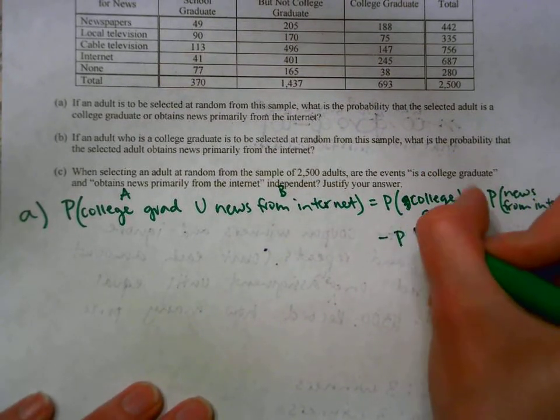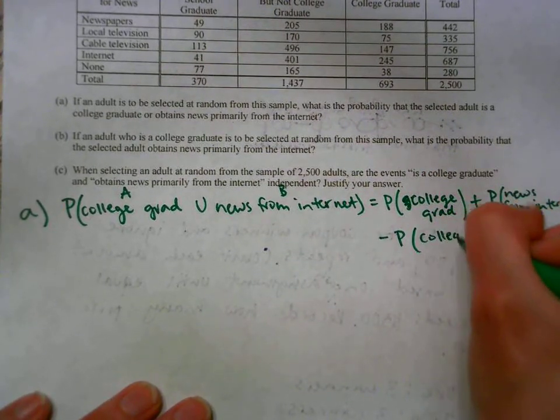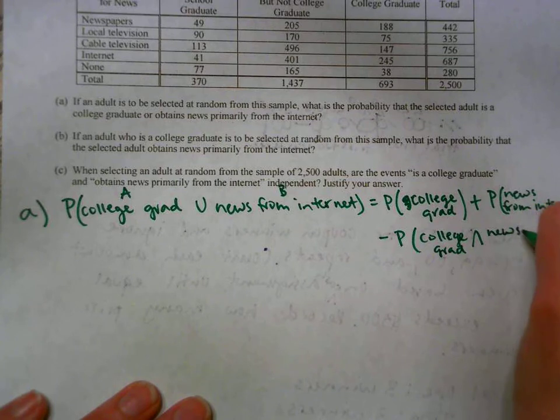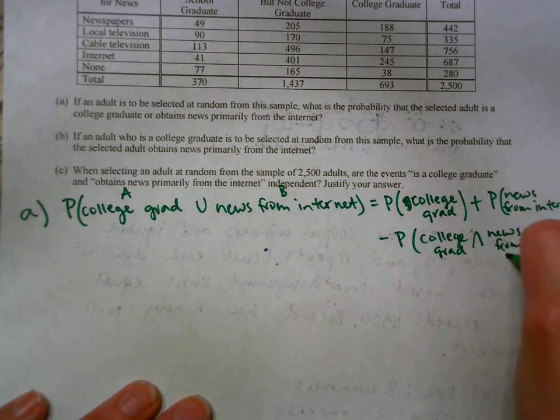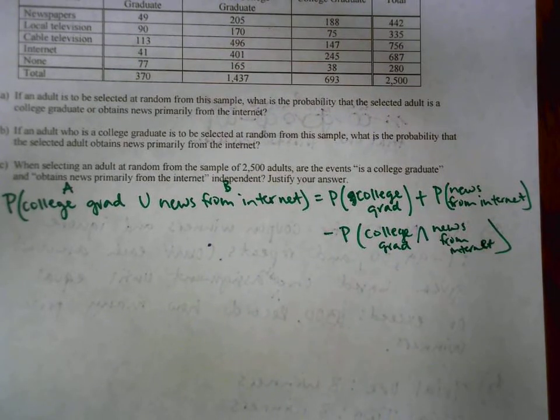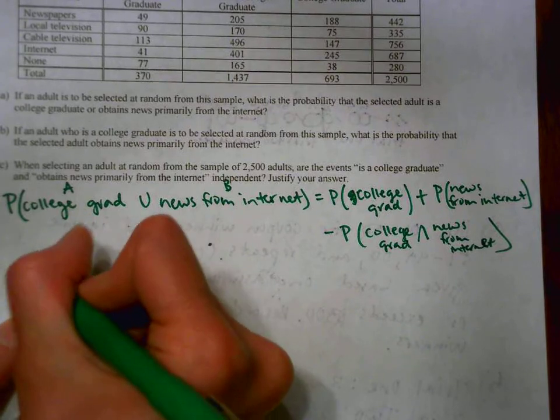Minus the probability of being a college grad and getting your news from the internet. Because if you don't subtract that, then you double counted those people that are both. So let's go ahead and set this up.